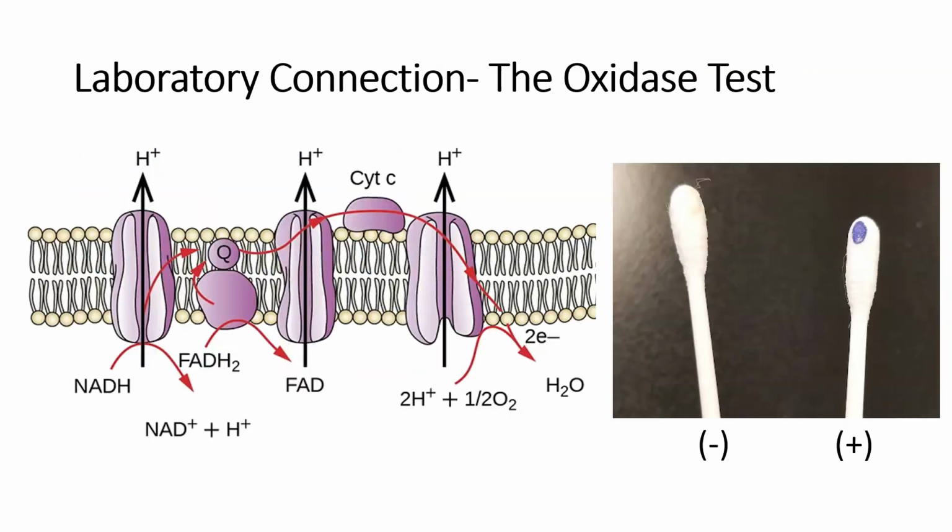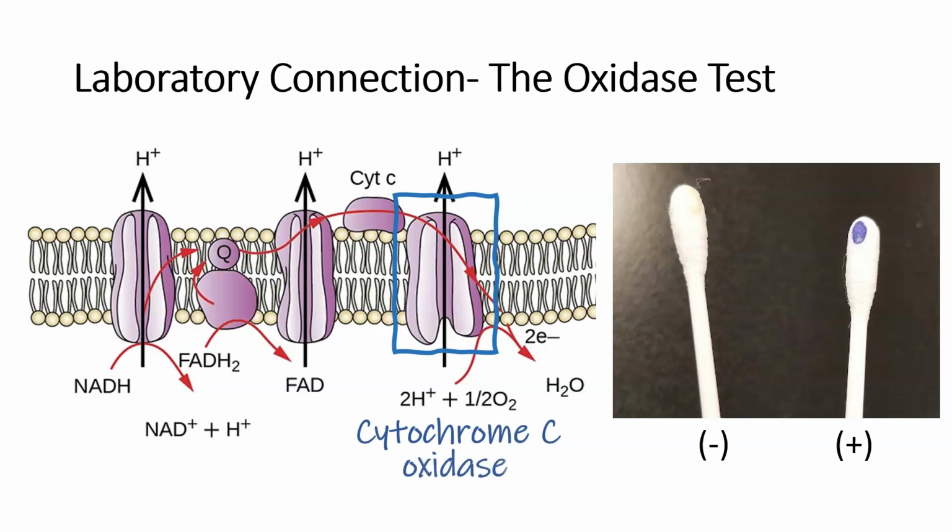The proteins that make up the electron transport chain are not the same in all microorganisms. In some, but not all organisms that use oxygen, the final protein in the chain is an enzyme called cytochrome C oxidase. So it's this final protein, and it's called cytochrome C oxidase. This protein passes electrons from a molecule called cytochrome C to molecular oxygen to produce water. So it's oxidizing cytochrome C, right? That's why it has that name.